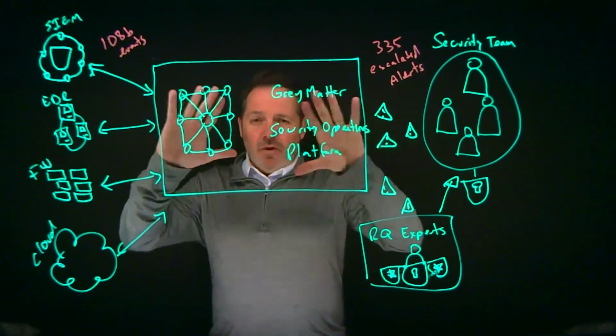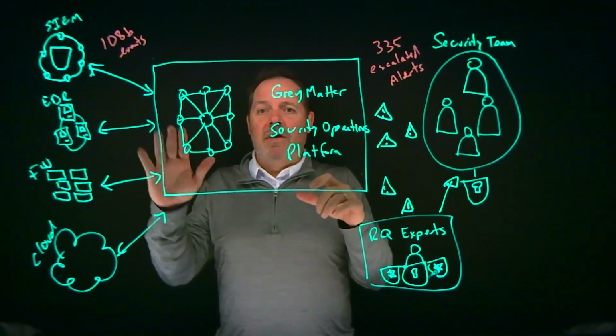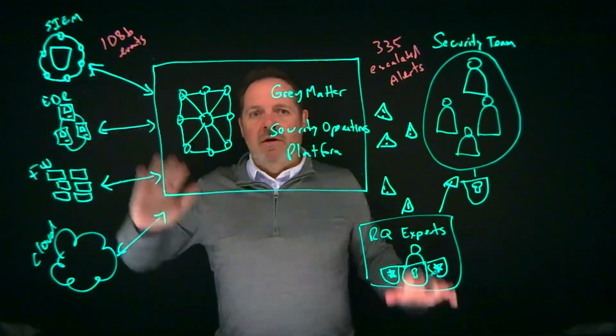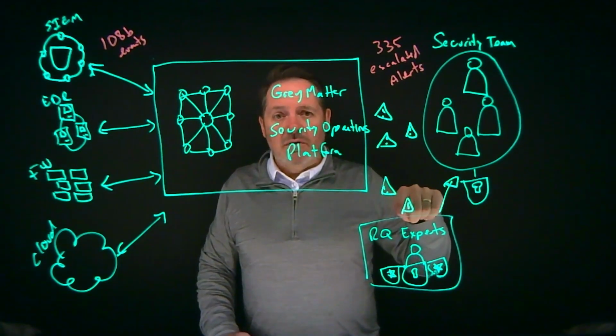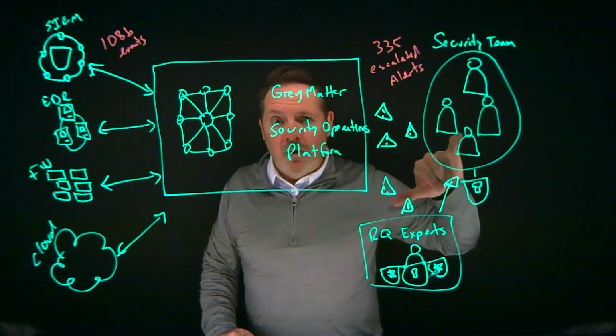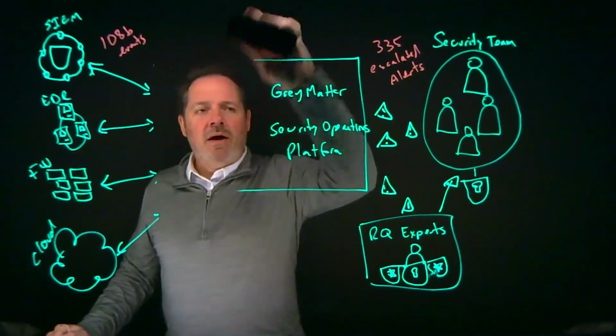Okay, so I'm going to erase this box in the middle and actually go into a little bit greater depth on how this works internally. How do we take 108 billion events and translate them into 335 that either get sent to RQ's experts for the customer, or to the customer, or to both? So let me take this and replace this box in the middle.